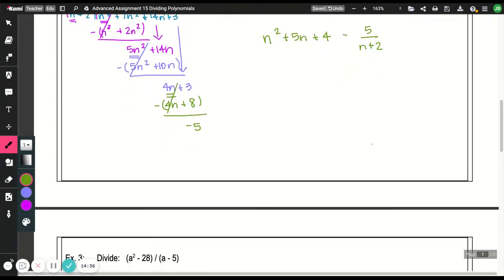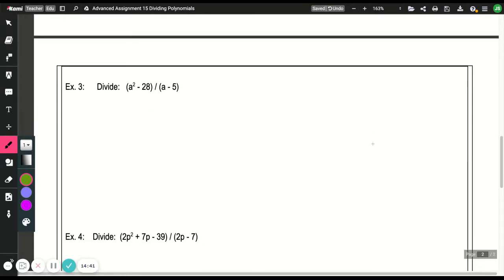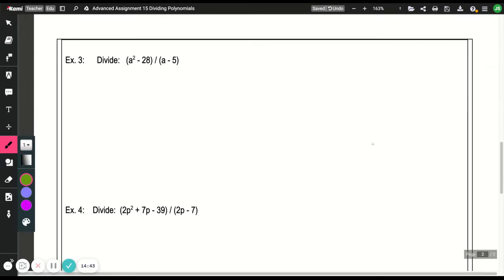Okay, so we're going to move on to some things that have some little differences. Those two both were very similar. And so there's a couple of other things that I want to point out to you.